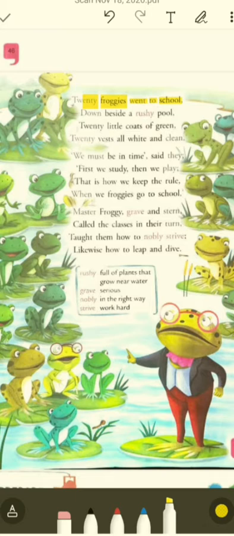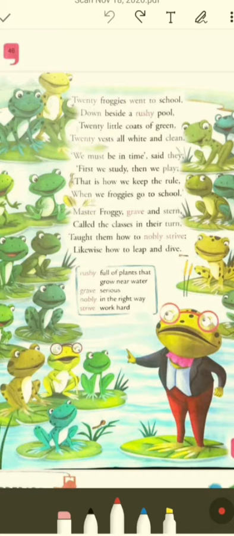So we have a new word here, rushy. Rushy means full of plants that grow near water. So 20 froggies went to school down beside a rushy pool. Like the title suggests, 20 frogs went to a school down beside a rushy pool, meaning a pool full of plants growing nearby.